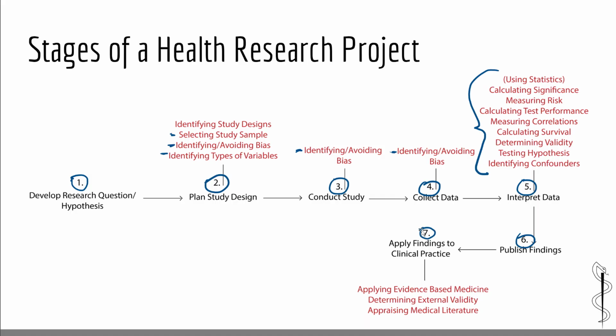The seventh stage of a health research project is applying the findings to clinical practice. This is a very important step because learning to interpret and apply the findings from health literature is one of the main reasons for learning biostatistics as a medical student. We're going to spend a lot of time talking about this in later videos.